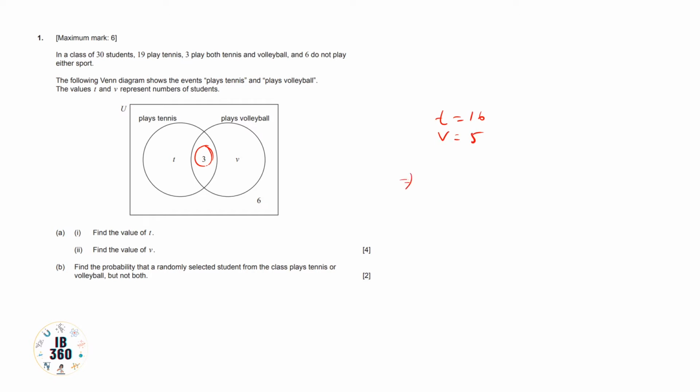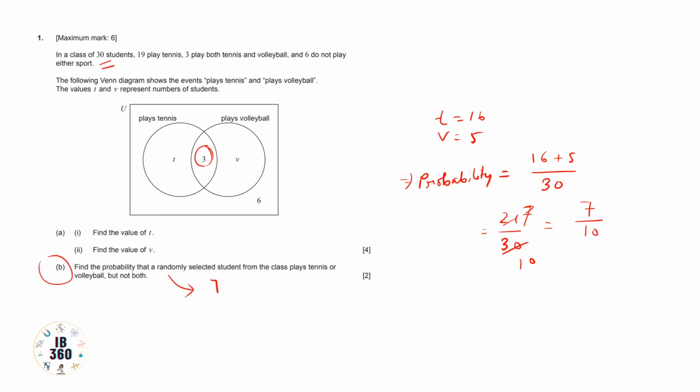To find the probability, it is 16 plus 5 divided by the total number of students, 30. So it equals 21 divided by 30, which is basically 7 divided by 10. So this is the answer for 1b, that is 7 by 10.